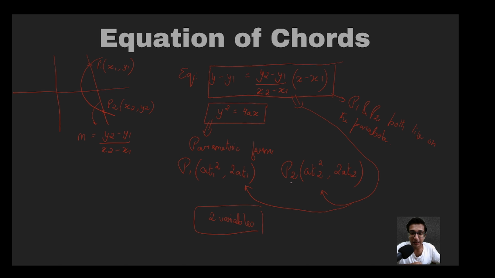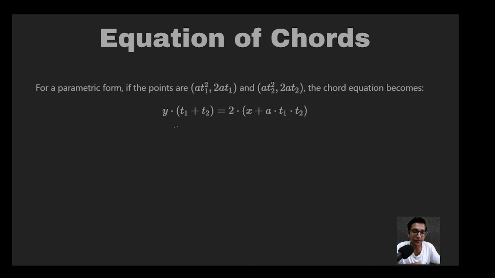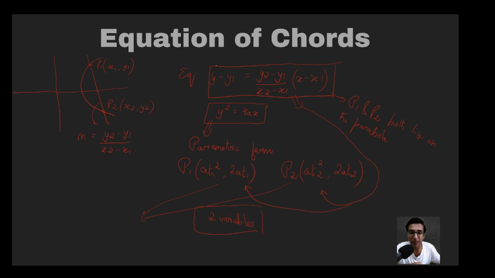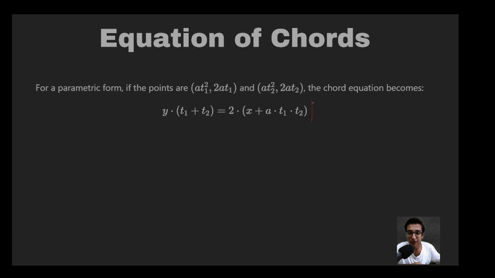So if I write down the equation of our chord using these 2 points, it is written in this format. Again, we use this format only, y minus y1 is equal to y2 minus y1, and instead of y2 we are using 2a t2, and instead of y1 we are using 2a t1. After substituting these values and simplifying it further, we get our equation of the chord, which is y into t1 plus t2 is equal to twice of x plus a t1 t2. So this is our equation of the chord.